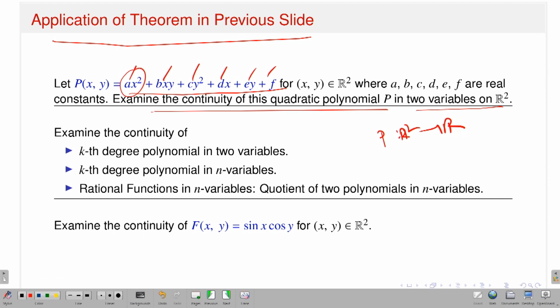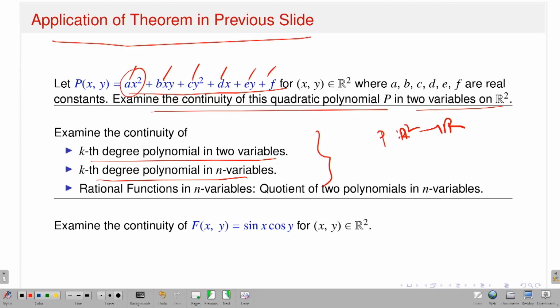Also, here is an exercise you should do: examine the continuity of a kth degree polynomial in two variables. The earlier one was only second degree, now you can take the kth degree polynomial, and using the algebra of continuous functions you will be able to prove it. Similarly, for a kth degree polynomial in n variables, it is much more complicated. You have too many terms, because n variables means x1, x2, up to xn, and kth degree means all possible combinations will be there.